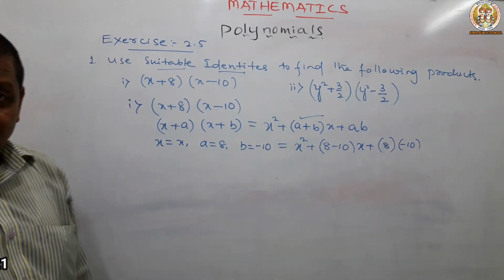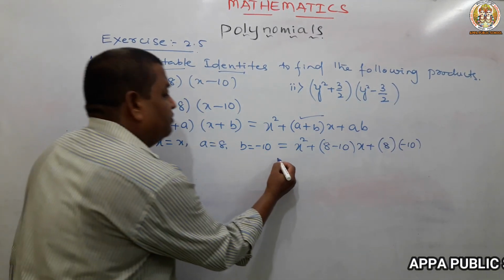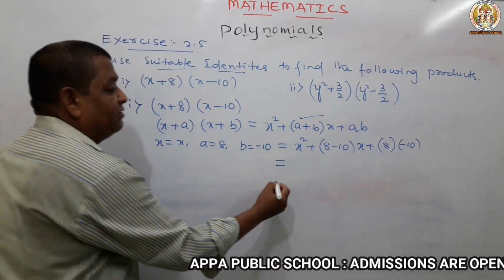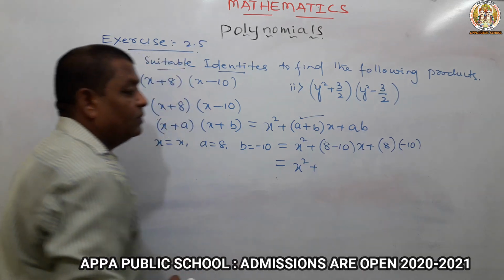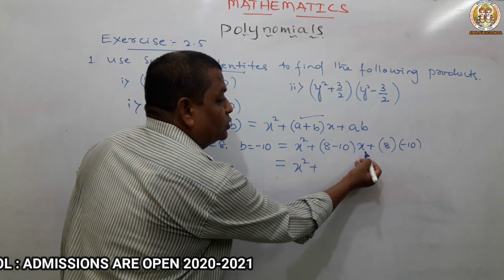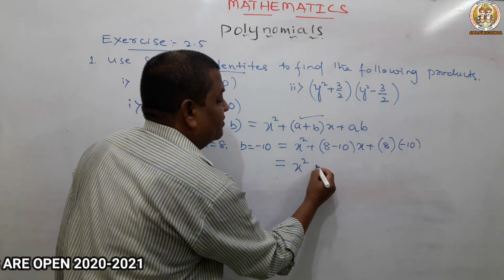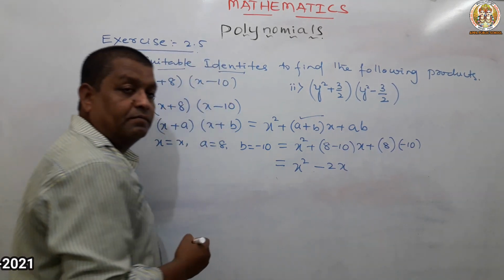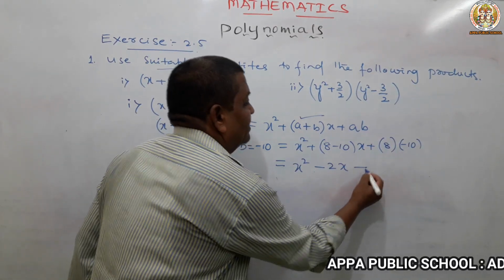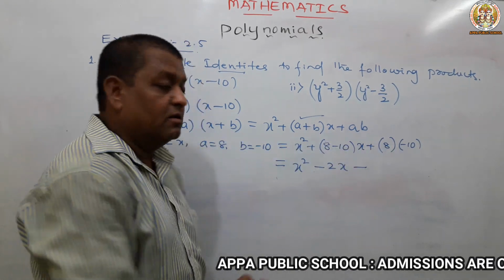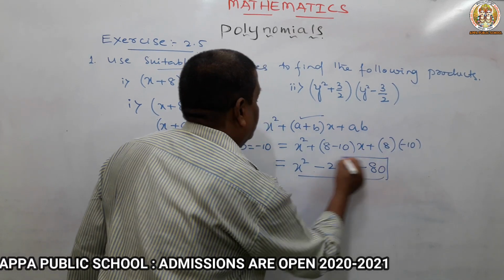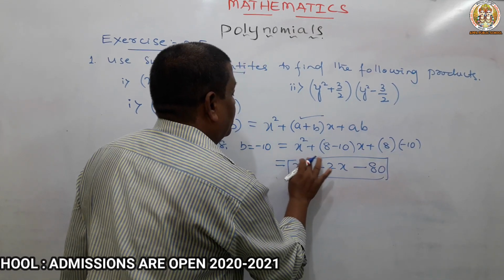So keep neat presentation. Right. So after that what we need? We need to open the bracket. X square as it is. 8 minus 10, definitely it is minus 2. Minus 2 into x, it is minus 2x. Once again, plus into minus, minus, 8 10s are 80. So this is our product of the given polynomial.